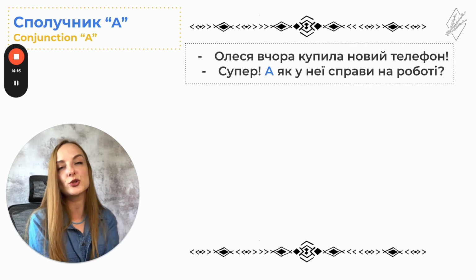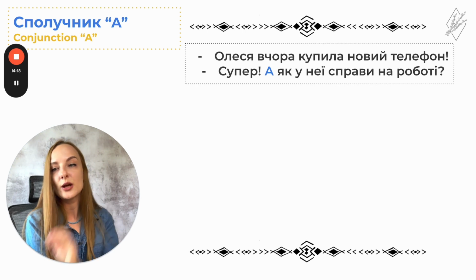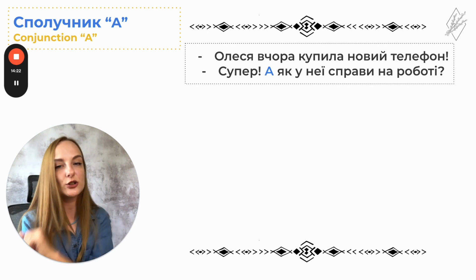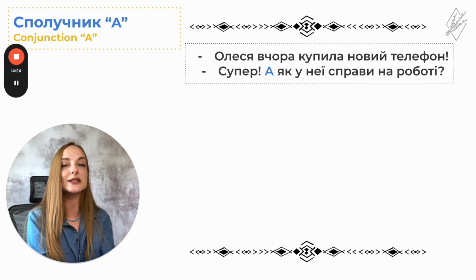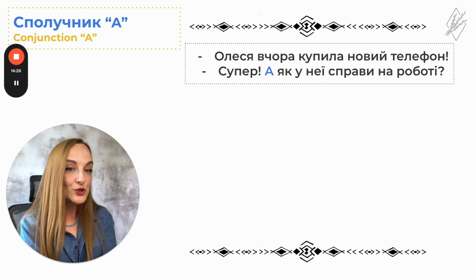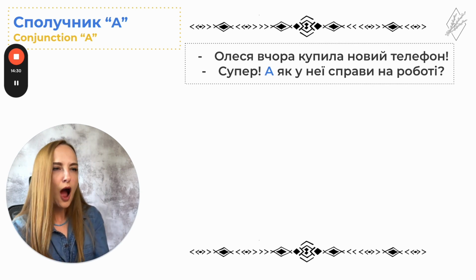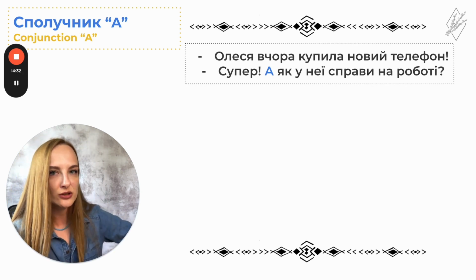And we move on to the fourth type of question, questions with conjunction а. Let's take a look at two examples. The first one, a dialogue. Олеся вчора купила новий телефон. Супер! А як у неї справи на роботі?